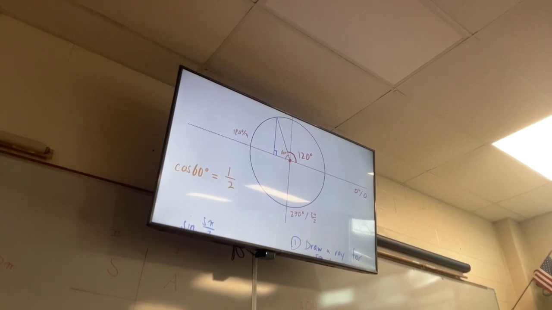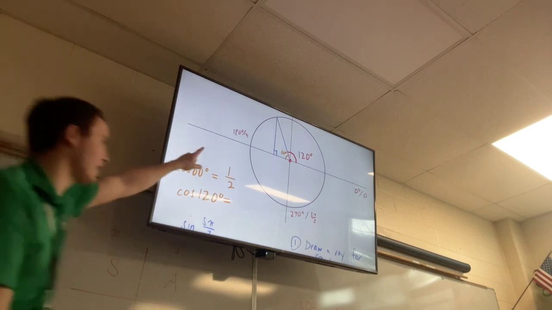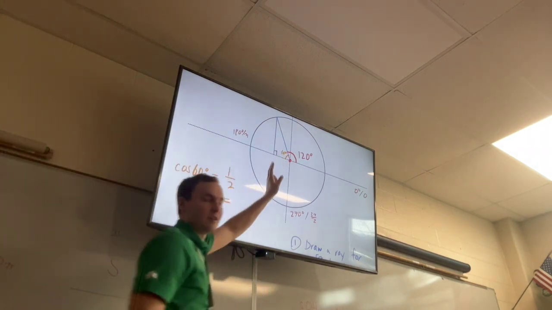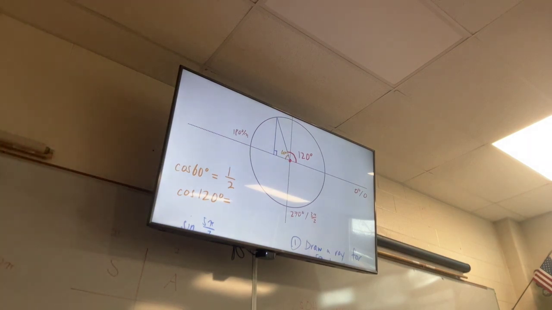So then what's the cosine of 120 degrees going to be? Is cosine negative or positive in the second quadrant? Negative. So cosine of 120 degrees is going to be negative 1/2.